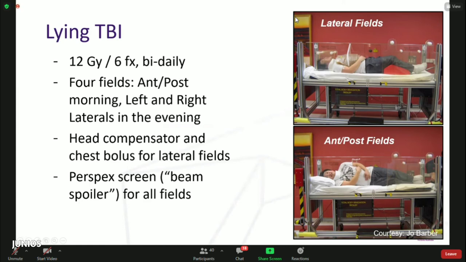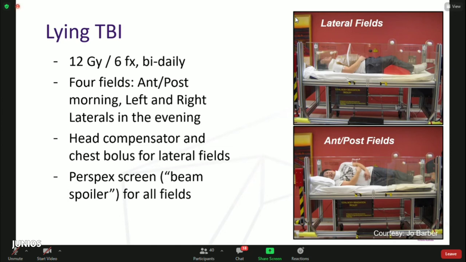So for lying TBI, this for us is typically 12 Gray in 6 fractions, although we can also do a 2 Gray single fraction with a head post present arrangement. But 12 Gray in 6 fractions twice a day is our standard technique. So that uses 4 fields, AP/PA as well as left and right, and these are delivered in 2 sessions. The ant post fields would be delivered in the morning, the patient goes away for a rest, and between 6 and 8 hours later, they'll come back for their left and right lateral fields in the evening, giving a nice break in between sessions.